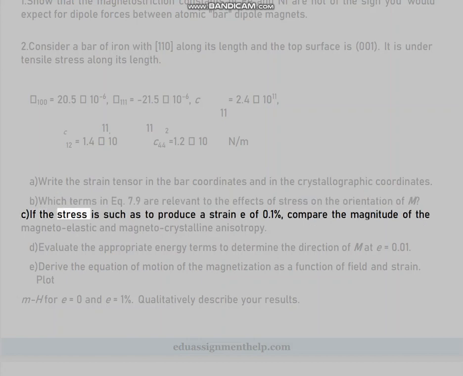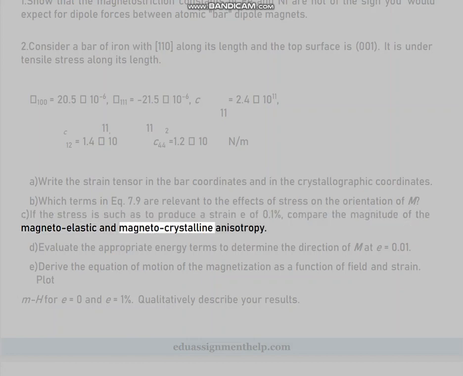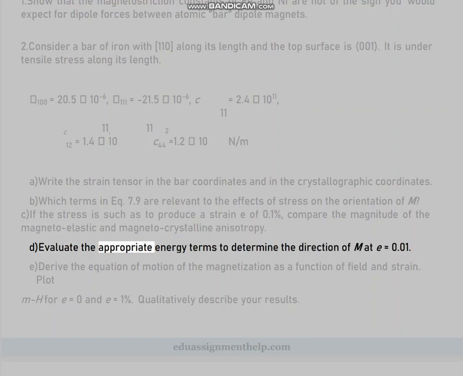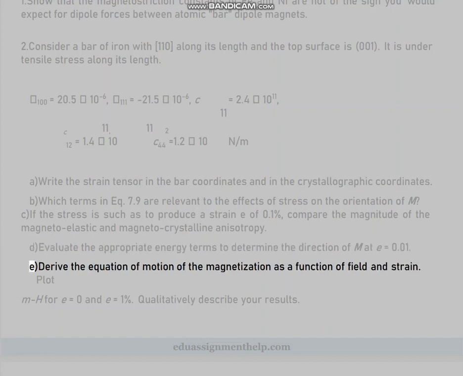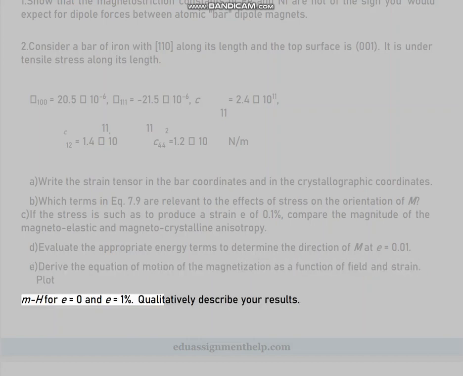C. If the stress is such as to produce a strain ε of 0.1%, compare the magnitude of the magnetoelastic and magnetocrystalline anisotropy. D. Evaluate the appropriate energy terms to determine the direction of M at ε equals 0.01. E. Derive the equation of motion of the magnetization as a function of field and strain. Plot M-H for ε equals 0 and ε equals 1%. Qualitatively describe your results.